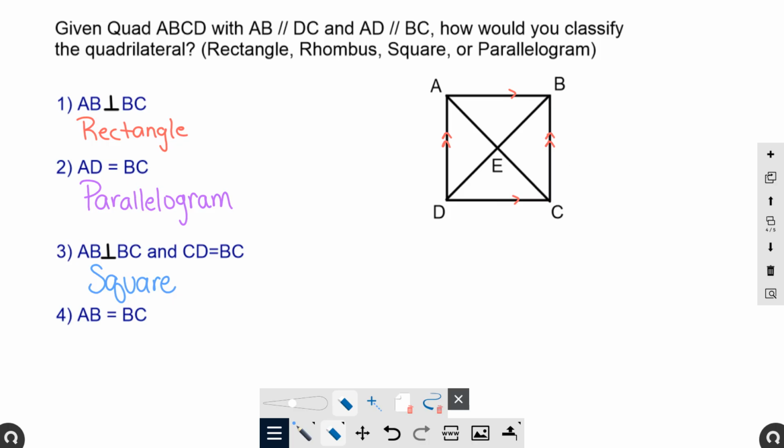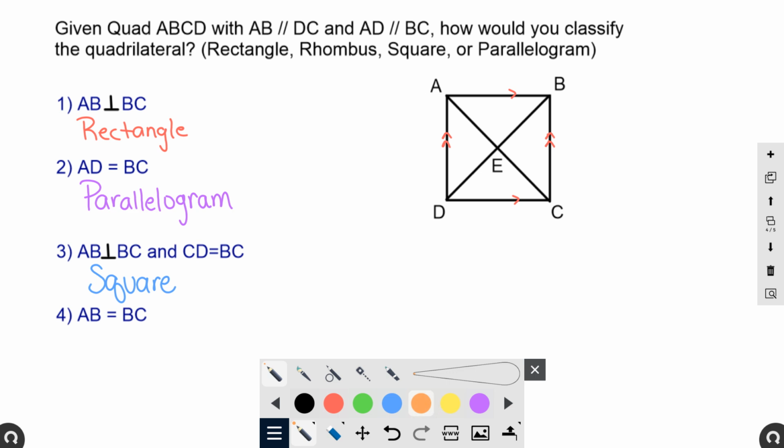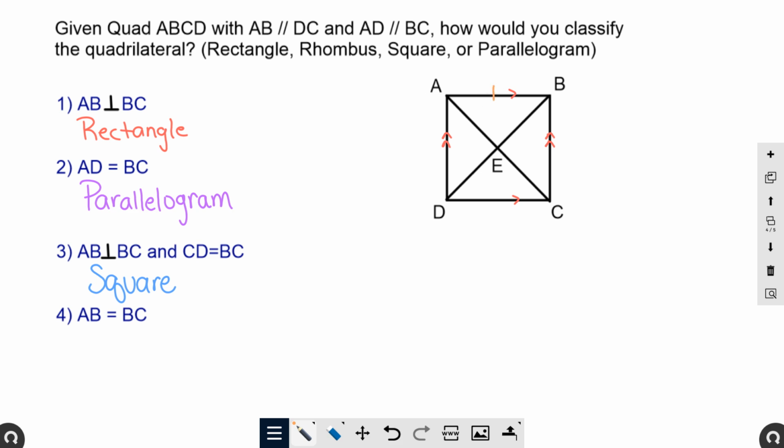Okay, now last one, so I'm going to erase all that. Last one says AB is equal to BC. Now it's a rhombus. Does that make sense on how to answer this now? So if opposite sides are equal, you have to say parallelogram because that doesn't tell us anything. If consecutive sides are equal, it could be a rhombus or square if we know about the right angles.